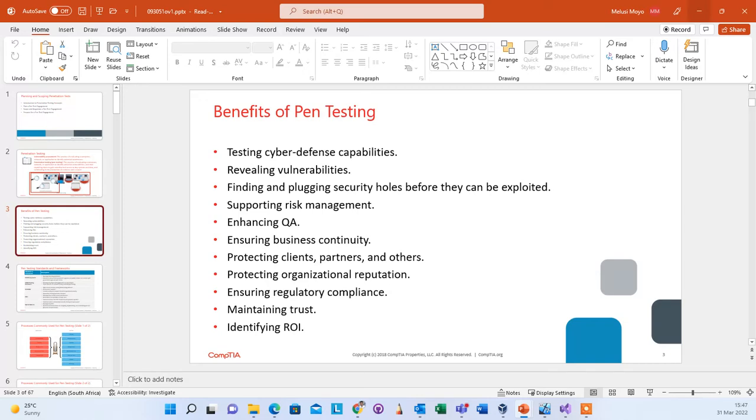Again, when it comes to this benefit, pen testing can also be about protecting clients. We need to protect our clients. We have clients' information. We have their personally identifiable information, which is the PII. Some have personal health information, PHI. So all of that information needs to be protected, right?